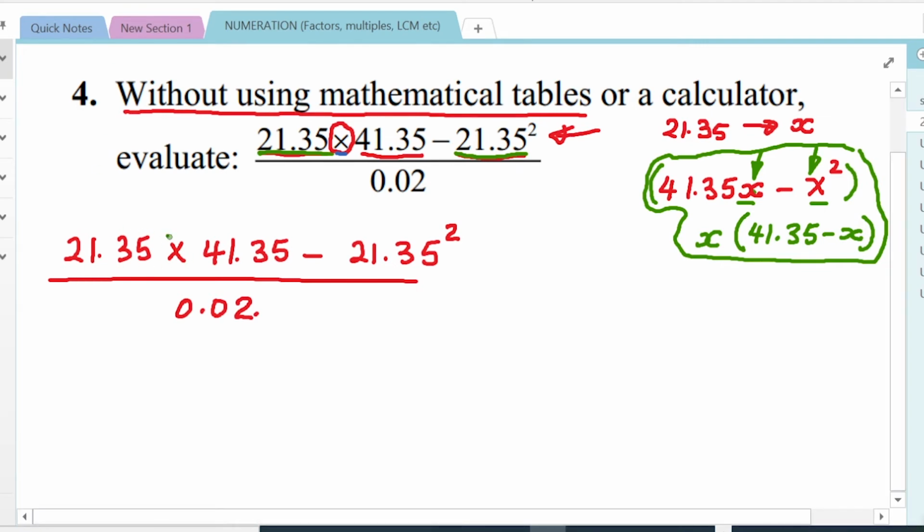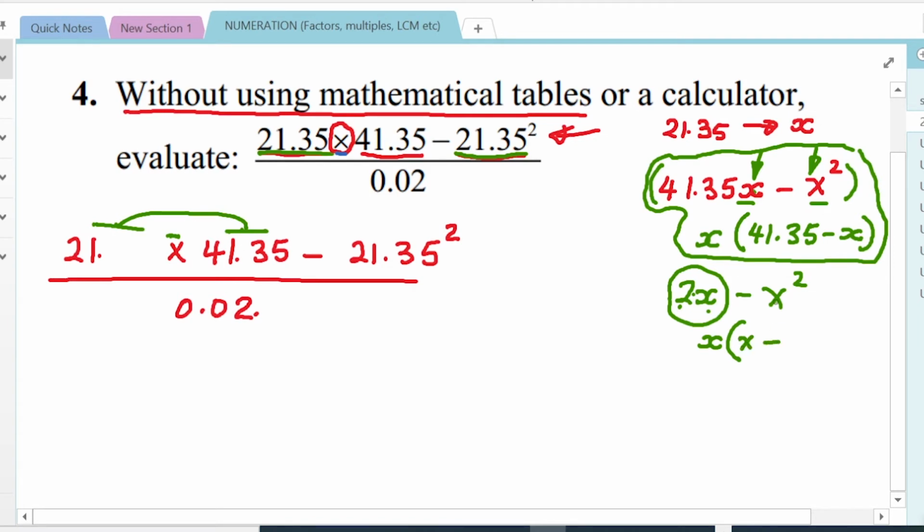This and that, because of this multiplication sign, this number and that number are bound together. Like the way you would see 2x minus x squared. These two and that x are bound together by an invisible multiplication sign in between them, and so you just can't separate them like that. You can only separate them if you put x outside the brackets: 2x divided by x is 2, then minus x squared divided by x is x, like that. So that's the technique here that we are going to use.